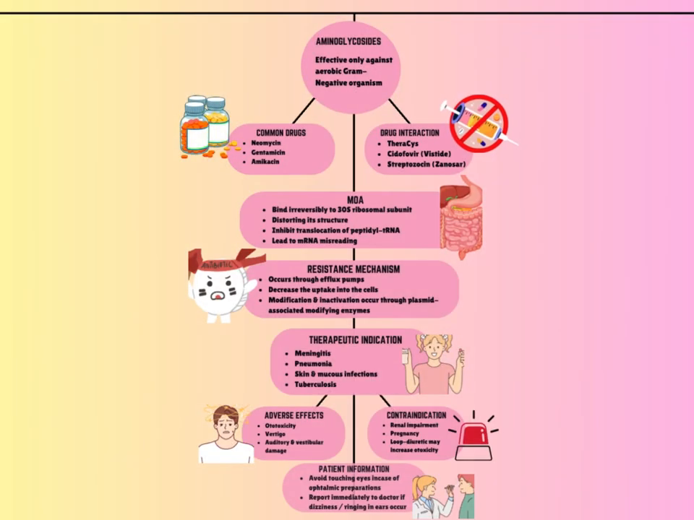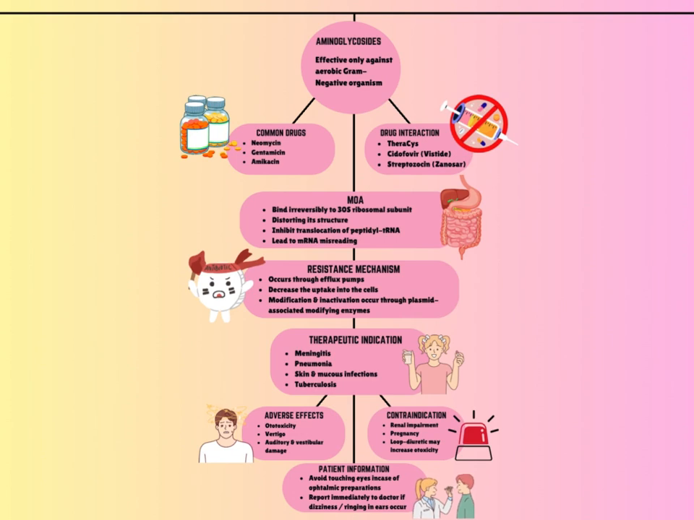Next is aminoglycosides, which are 2 amino sugars joined together by glycosidic linkage to a central hexose nucleus. Aminoglycosides are also considered antibiotics that are only effective against gram-negative organisms. This is because anaerobes lack the oxygen-dependent transport system. There are several common drug names of aminoglycosides, which are neomycin, gentamicin, and amikacin. Avoid using these drugs with thiazides, cidofovir, and streptozocin, as it can cause drug interaction.